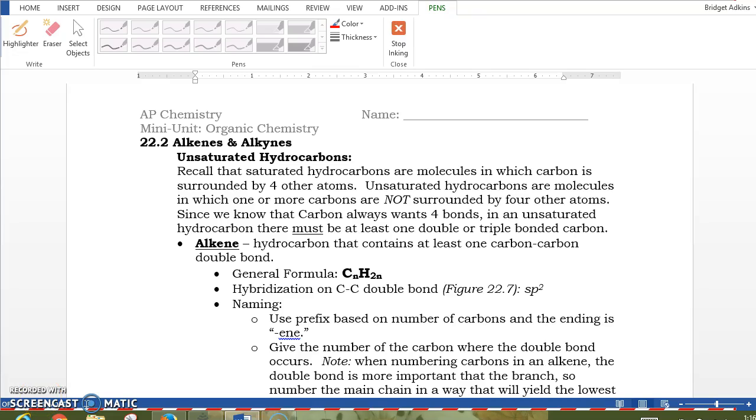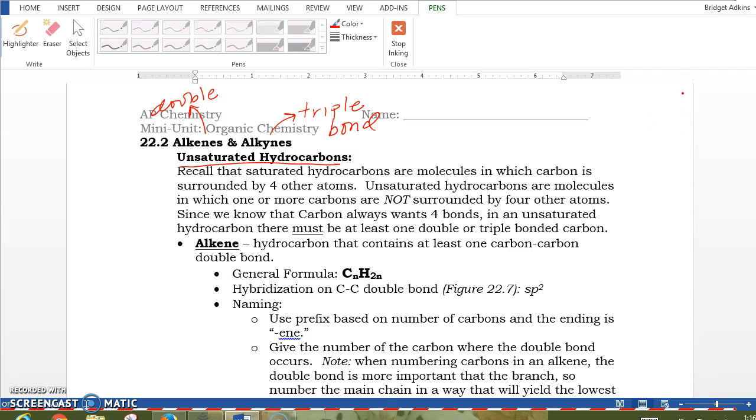All right, today we're going to pick up with more hydrocarbons. This time we're going to focus on what they call unsaturated hydrocarbons. If you think back to when we talked about saturated hydrocarbons, we said that each carbon in that chain would have to be surrounded by 4 other atoms. When we get to alkenes and alkynes, alkynes contain at least 1 triple bond, and alkenes contain at least 1 double bond. You can have more than 1 in these compounds, but we'll just focus on the 1 right now.